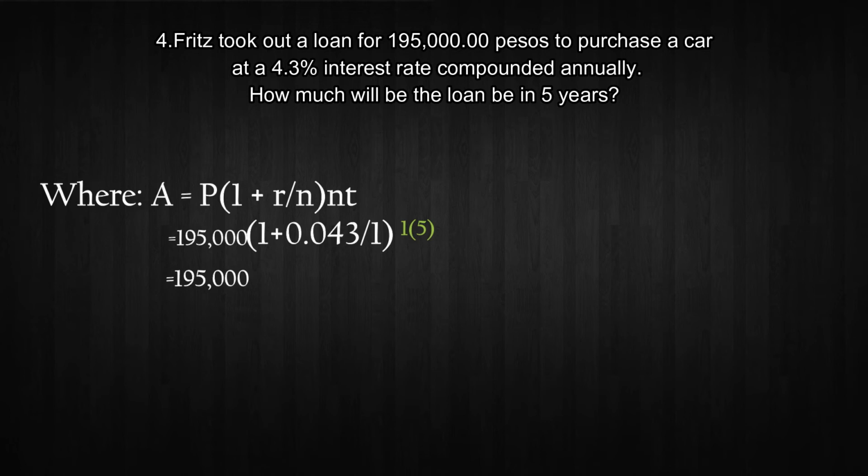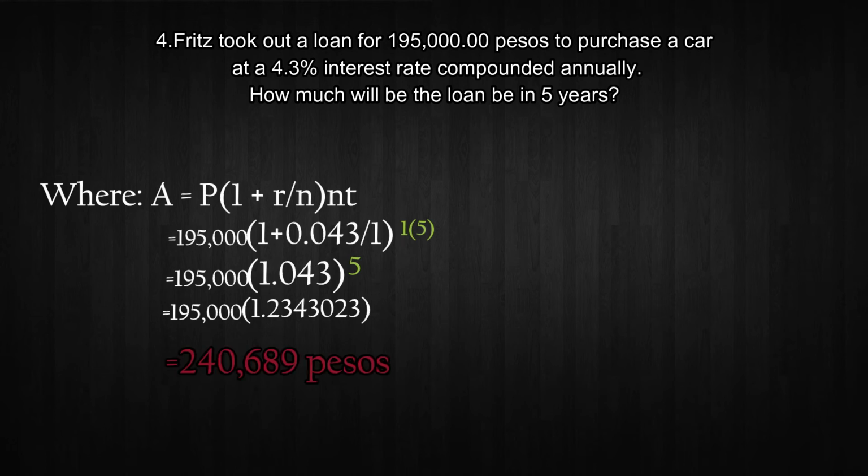1 plus 0.043 divided by 1, and 1 times 5 is 5. Copy down the principal, multiply it by 1.043 to the power of 5, which is 1.2343023. Multiply 195,000 times 1.2343023 is 240,689, the loan in 5 years.